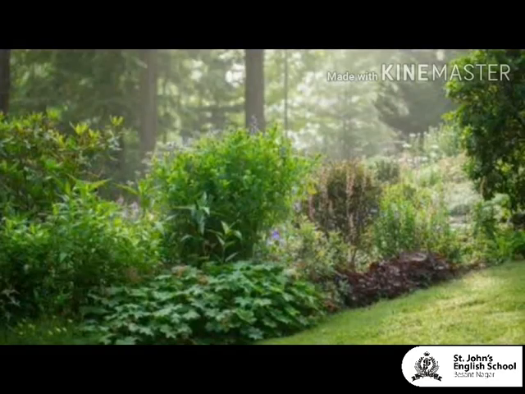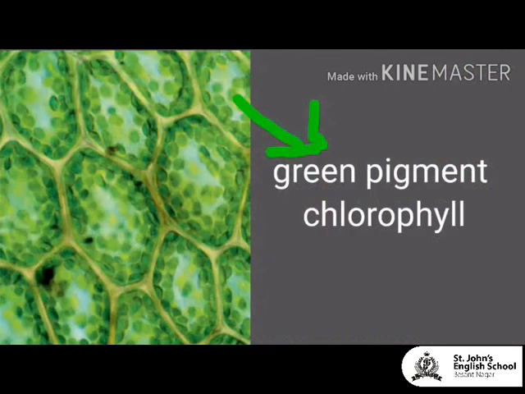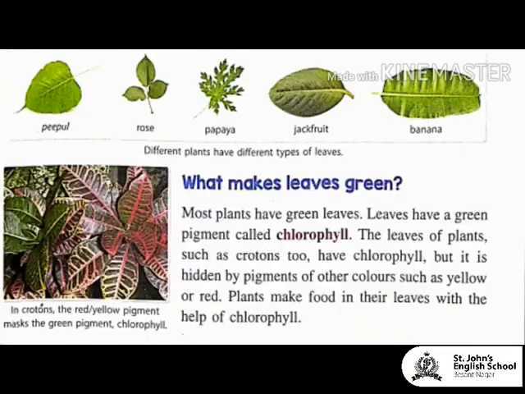Observe the trees and plants around you. What is the most common color of leaves and what gives color to them? Most plants have green leaves. A green pigment called chlorophyll gives the green color to the leaves. Just as in our blood a red pigment called hemoglobin gives blood its red color, in the same way the green pigment present in the leaves gives them their green color, and that green pigment is called chlorophyll.